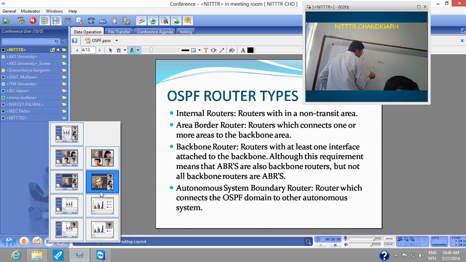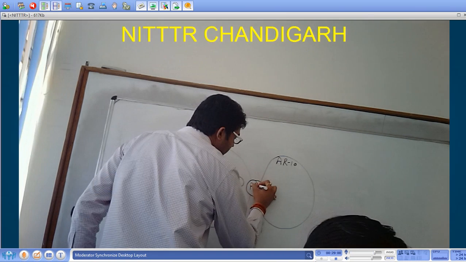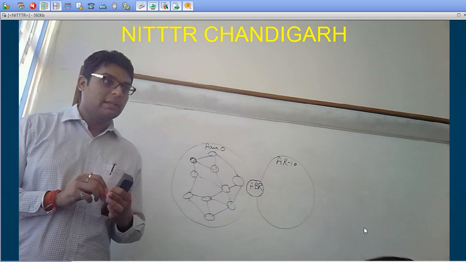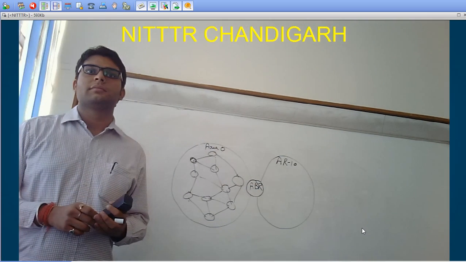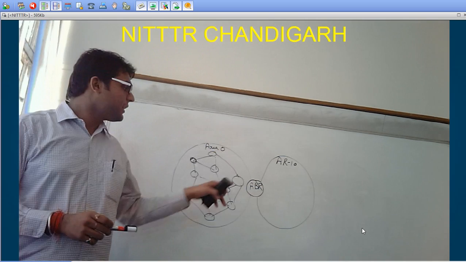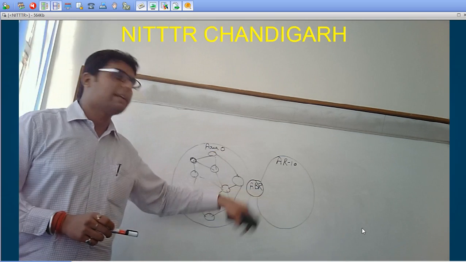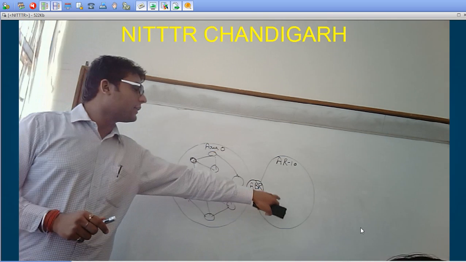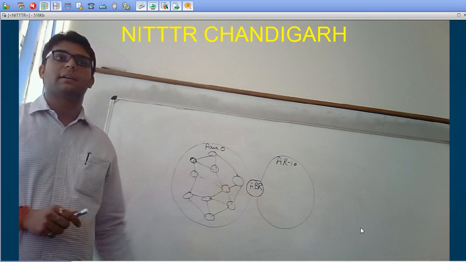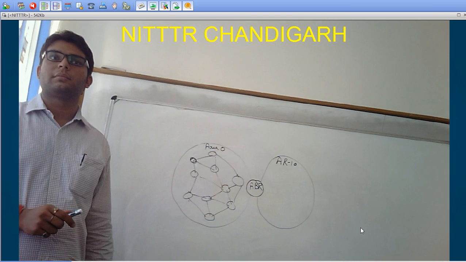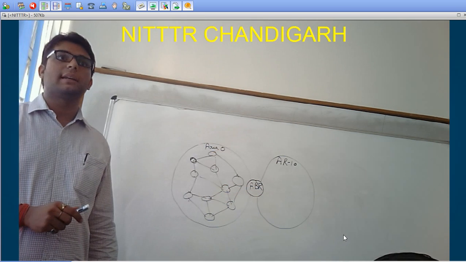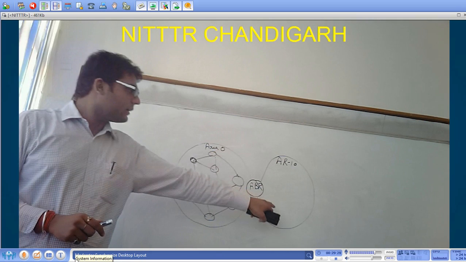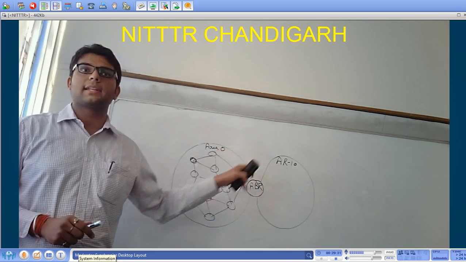Let's say I have one router here. This will be my area border router. It is your ABR, area border router, which will connect two different areas. The duty of ABR is to connect the non-transit area to the backbone area. Is it clear? The duty of your ABR is to connect area 0 and area 10 in this particular scenario.